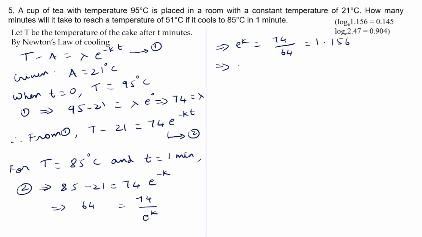If we take log on both sides, we get k log e, and log e is 1, equal to log 1.156. The value is given here. It is 0.145. Therefore, k is equal to 0.145. Let us take this as 3. And now it is asked, how many minutes will it take to reach a temperature of 51 degrees Celsius?